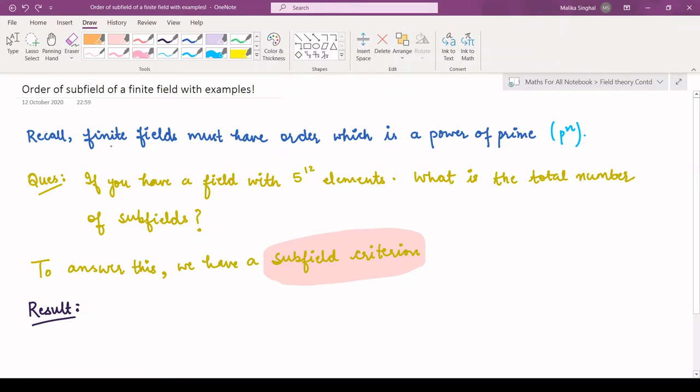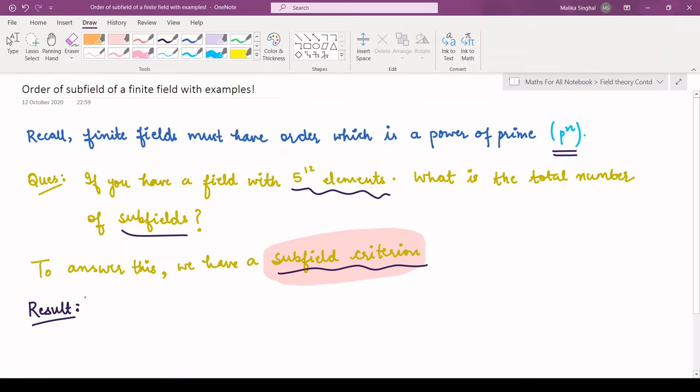In the last video we saw that finite fields must have order which is a prime power, that is, of the form p to the power n. So now if you are given a field with 5 raised to power 12 elements in it, what is the total number of subfields that it may contain? To answer this, let us use the subfield criteria.